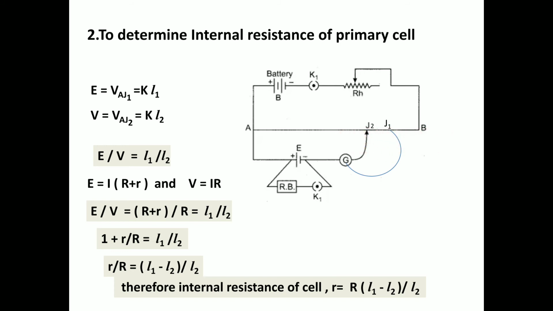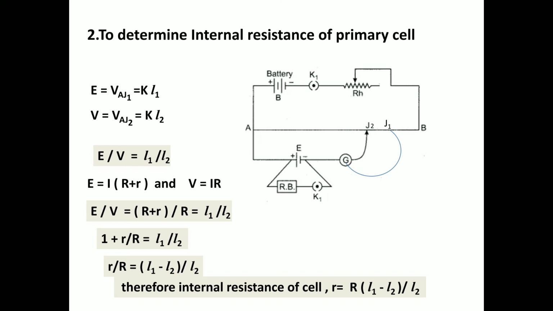So this thing you have to remember, that the 0 point means the point from where we are measuring the length, and this should be connected to the positive terminal of the battery. Now what is the difference in this circuit and the previous one? We had taken two cells whose EMF we have to compare. Now here we have to find out the internal resistance of a single cell, a single primary cell.